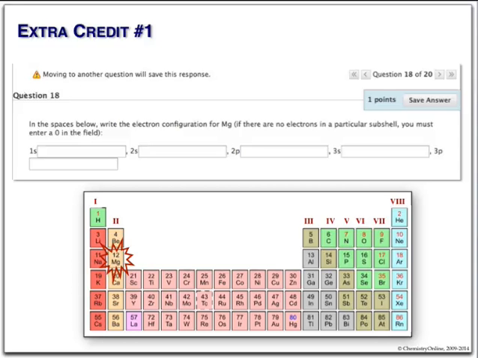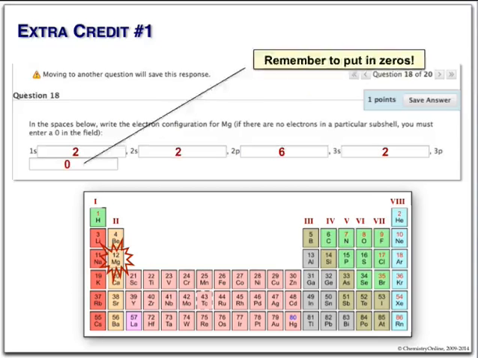So, our 1s is full, so that means 2 electrons. Our 2s is full, 2 more electrons. The 2p is full, this holds 6 electrons. The 3s, we have 1, 2, and the 3p here, we have none. If you don't enter the 0, Blackboard will mark it wrong.